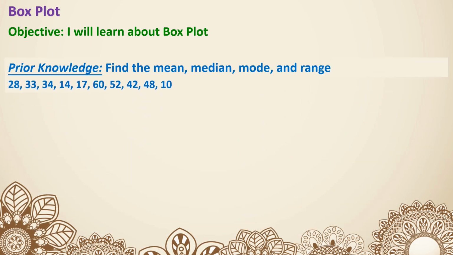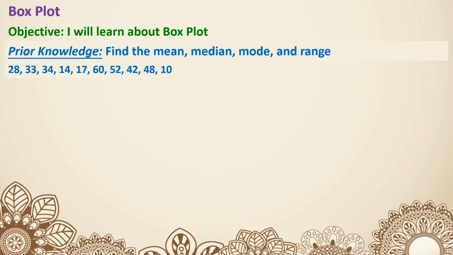Since we are going to use the median in this lesson, let's review about mean, median, mode, and range. Here's a data set. In order to find the mean, median, mode, and range, specifically median, we need to put them in order from the smallest to the biggest. So let's do that first. 10, 14, 17. Then we have 28, 33, 34, 42, 48, 52, and 60.